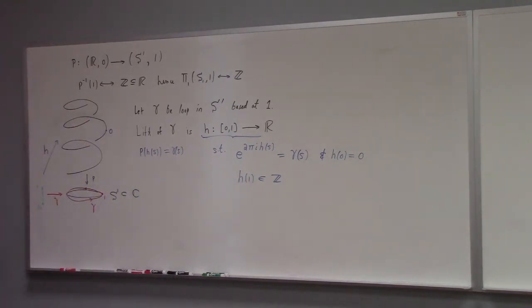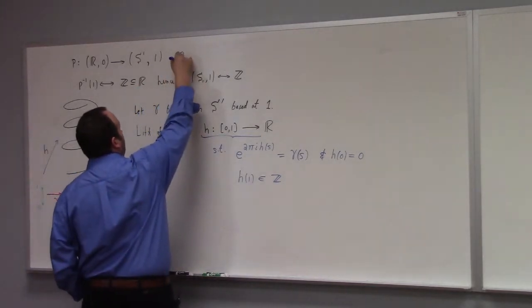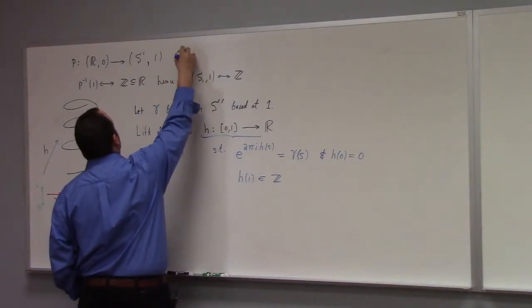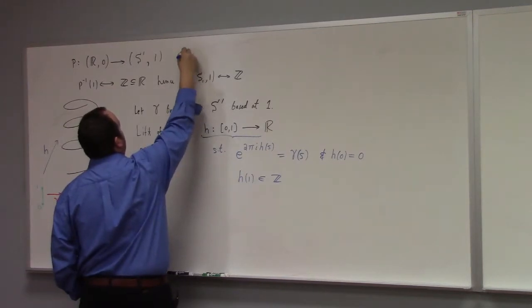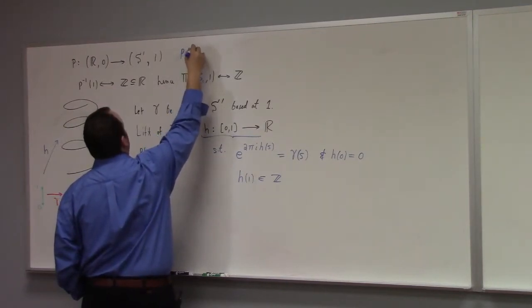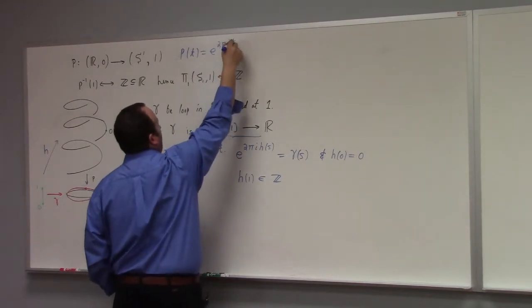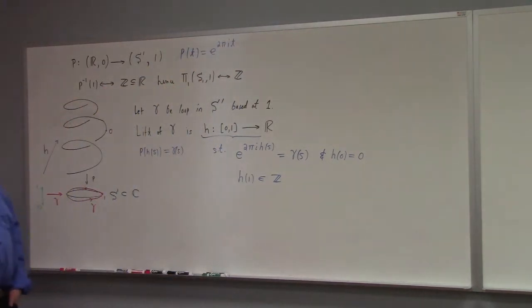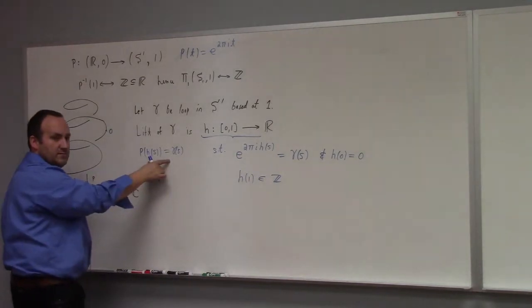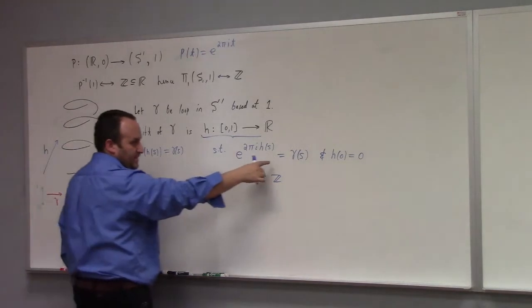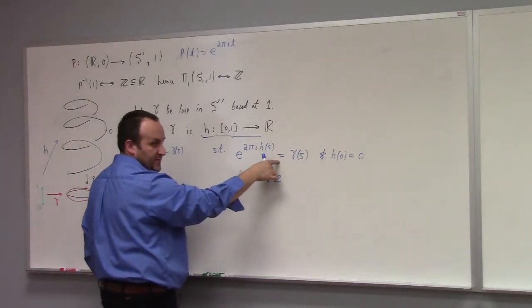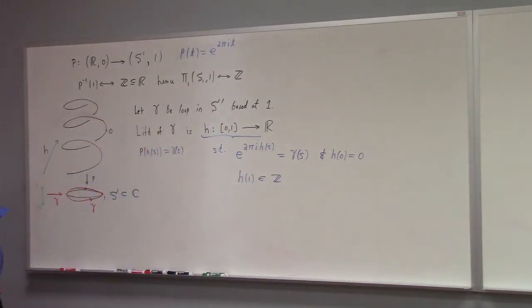That's the condition, right? But the P map was what? I can't remember. P of t equals e to the 2 pi i t, is that right? I want to say that was the map, wasn't it? Yeah. So this condition is right, for this particular definition.